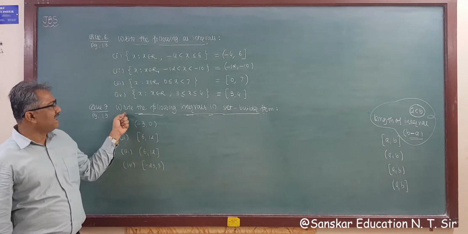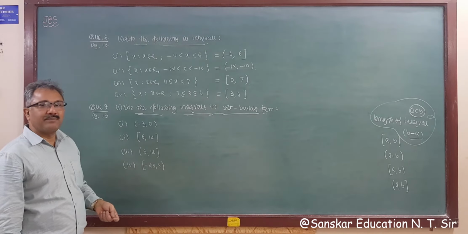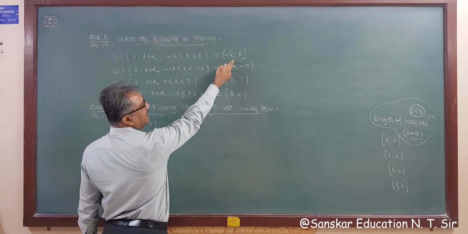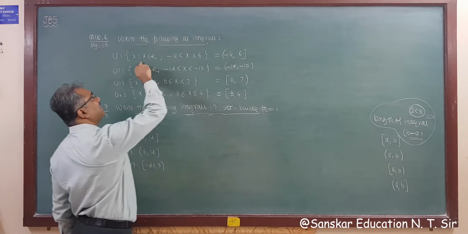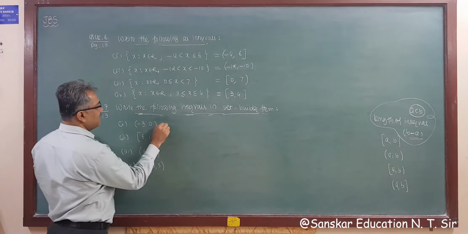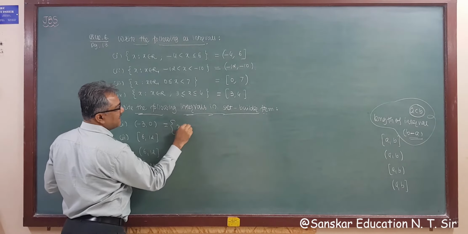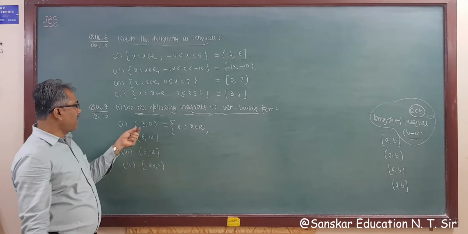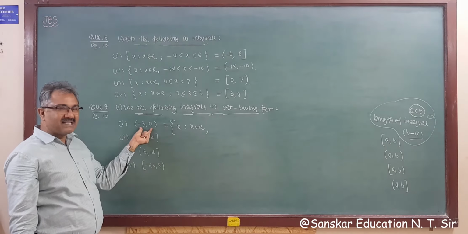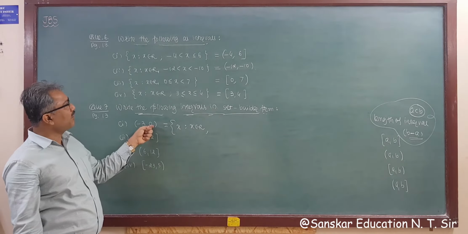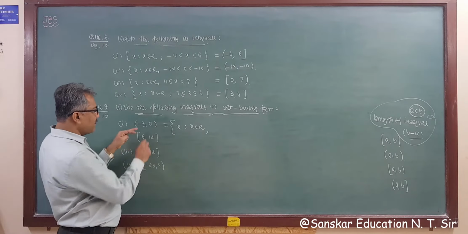Now write the following intervals in set builder form. So before, we had set builder and we wrote it in interval form. Now an interval is given, and we have to write it in set builder form. So first, this is common for all: x such that x belongs to R. Now minus 3, 0 open interval means minus 3 is not included in this set, as well as 0 is also not included in the set. So what do we have to write?